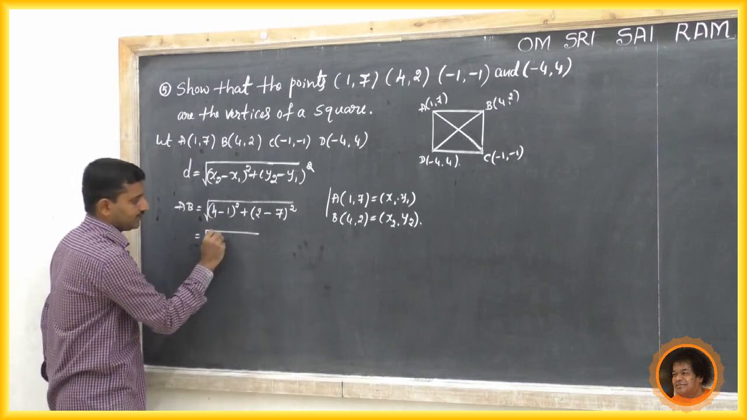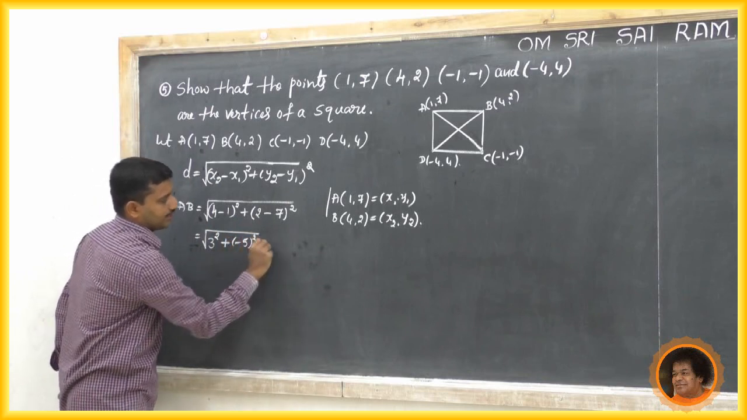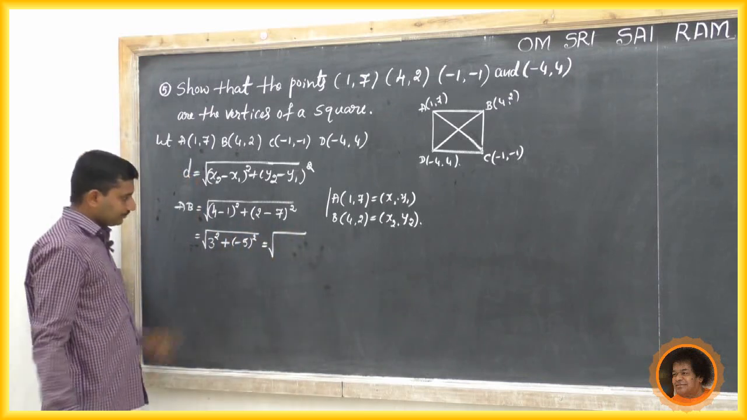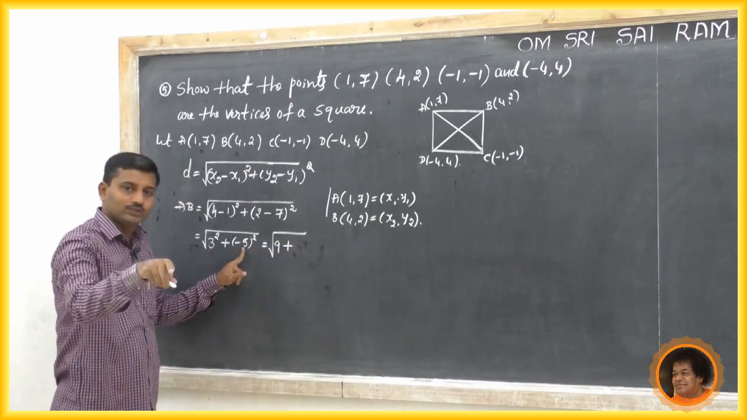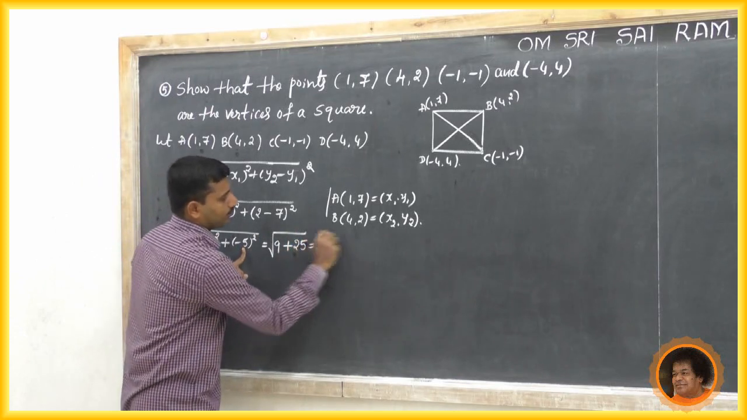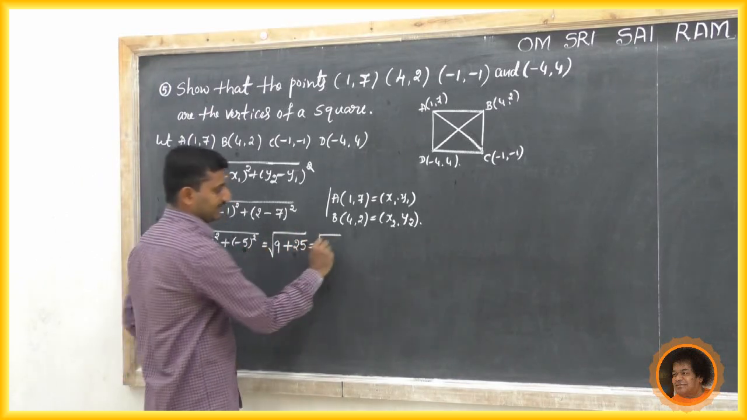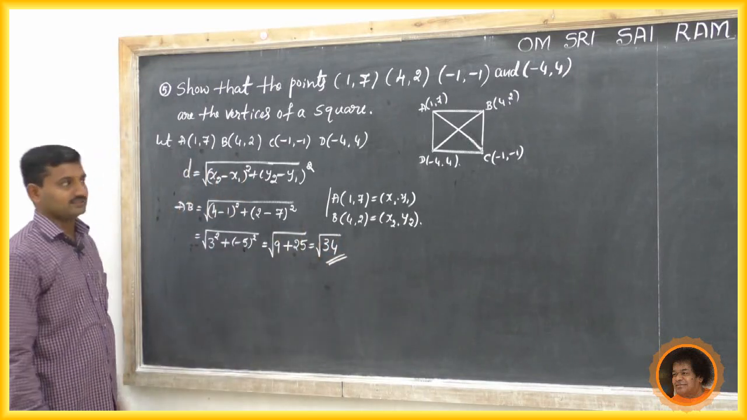4 minus 1, 3 square, plus 2 minus 7, 5 square, equal to square root of 3 square 9 plus minus 5 whole square, minus 5 into minus 5, 25. So equal to square root of 25 plus 9, that is 34 units. Square root of 34 units, that is AB.